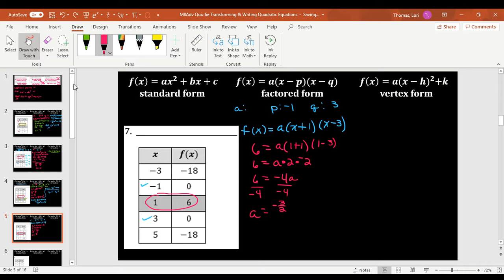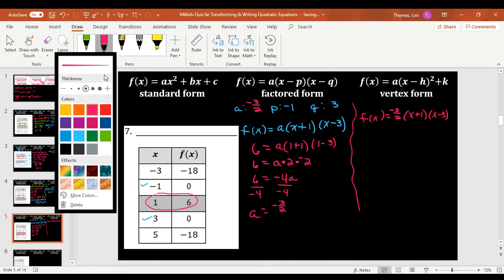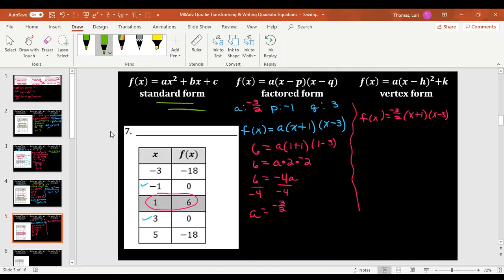Okay. So, let's make a nicer line. So, I have f of x equals, so my a is -3/2. So, I have -3/2 times x plus 1 times x minus 3. Now we're going to convert that to standard form. So first I'm going to multiply my binomials. I get x squared minus 3x plus x minus 3.